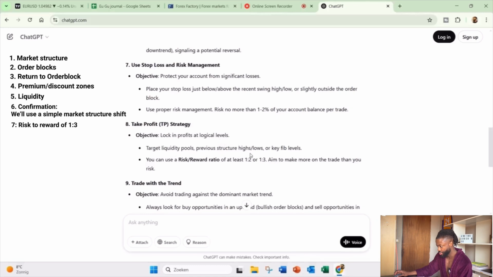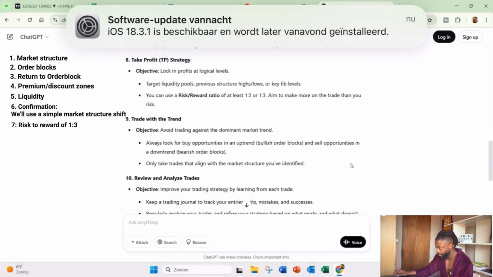Target liquidity pools, previous structure high lows, or key FIB levels. You can use a risk to reward ratio of at least 1-2 or 1-3. We finna go for 1-3 in this video. Trade with the trend, which is obvious.